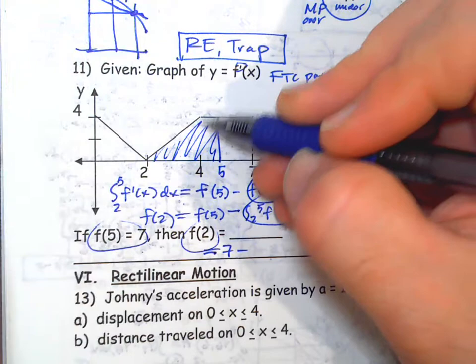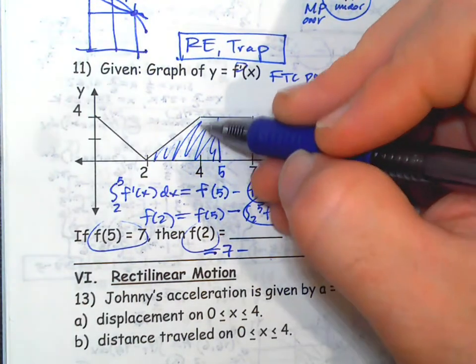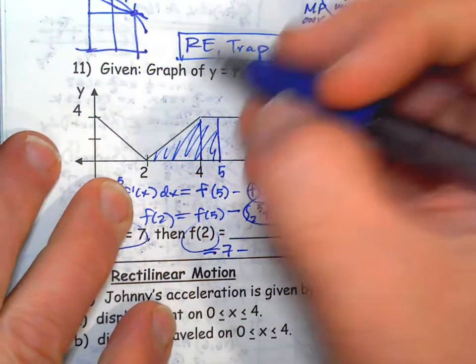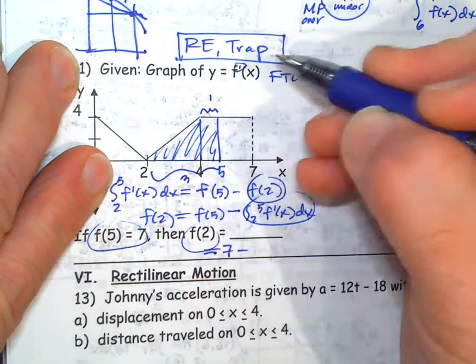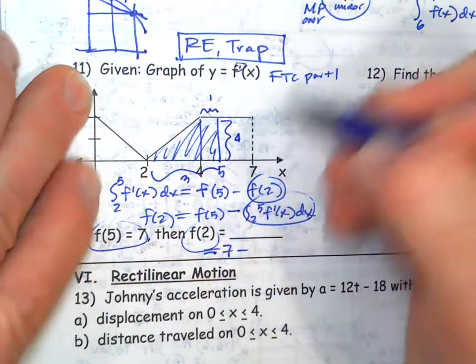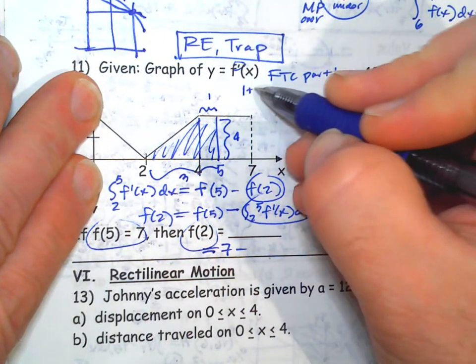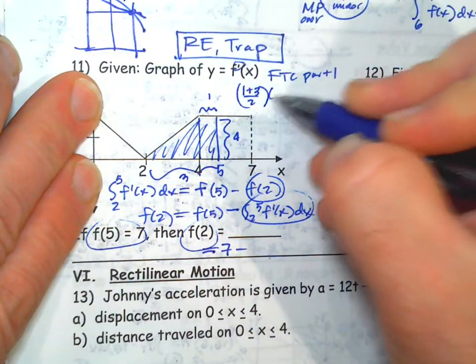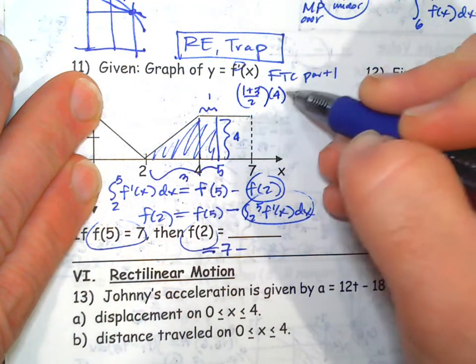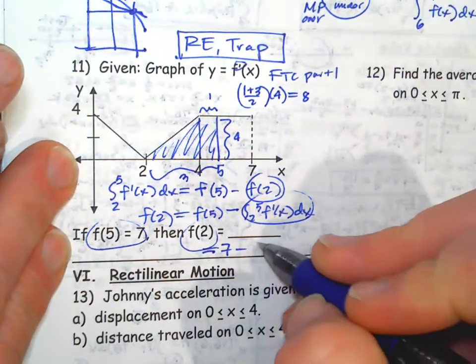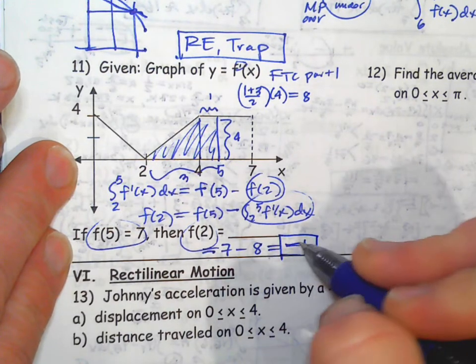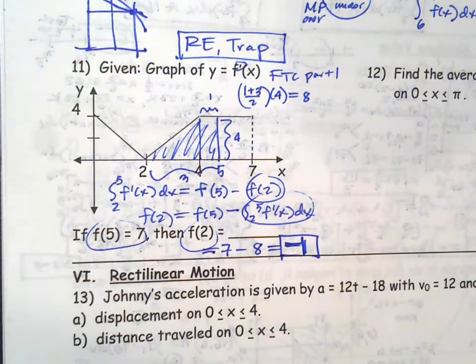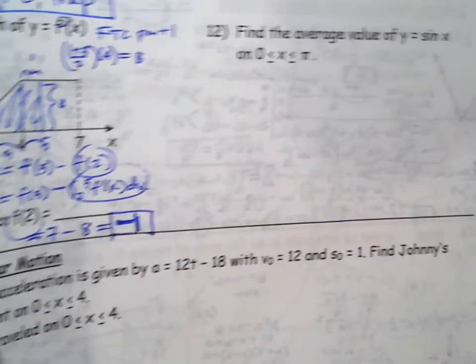Now I could do that with a single trapezoid, right? Or you could do a rectangle and triangle. It's up to you. If I did a single trapezoid, the bases are 3 and 1, and the height is 4. So the average of the bases, 1 plus 3 over 2, times the height of 4, that's going to be 8. And so the answer is going to end up being negative 1. Okay? So that's one way.